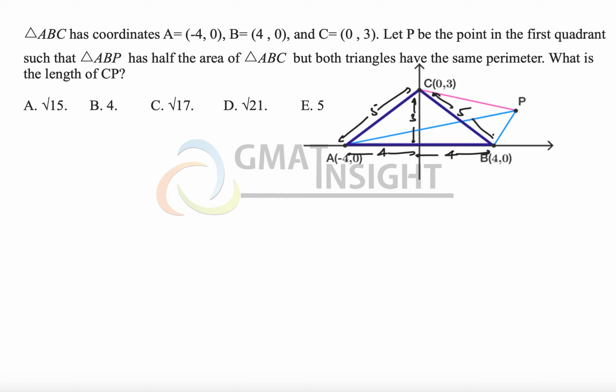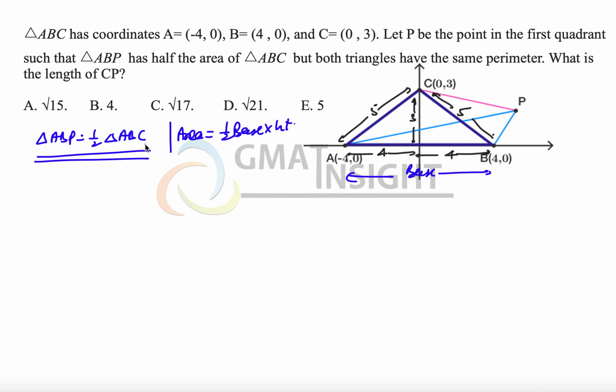Now, next, the question says that point P is in the first quadrant and the area of triangle ABP is half of the area of triangle ABC. We already know that the area of a triangle is given by half of base multiplied by height, where for both triangles we can consider AB as the base. Since both triangle ABC and APB have the common base AB, the height of point P should be half the height of C, only then the area of triangle ABP will be half of triangle ABC.